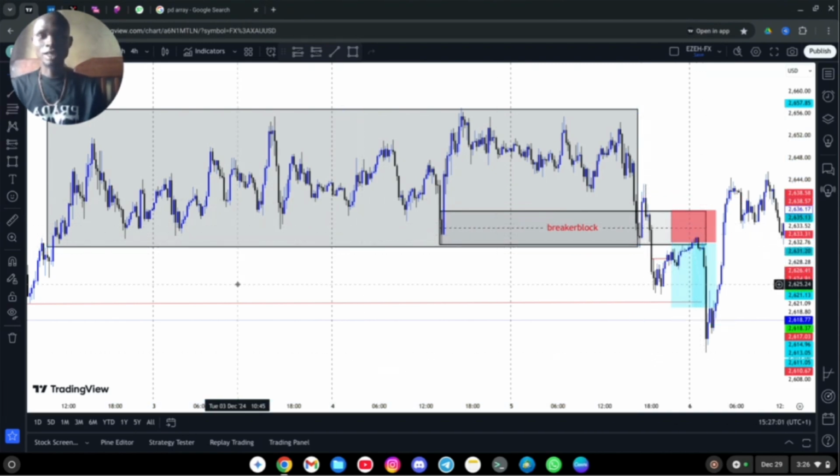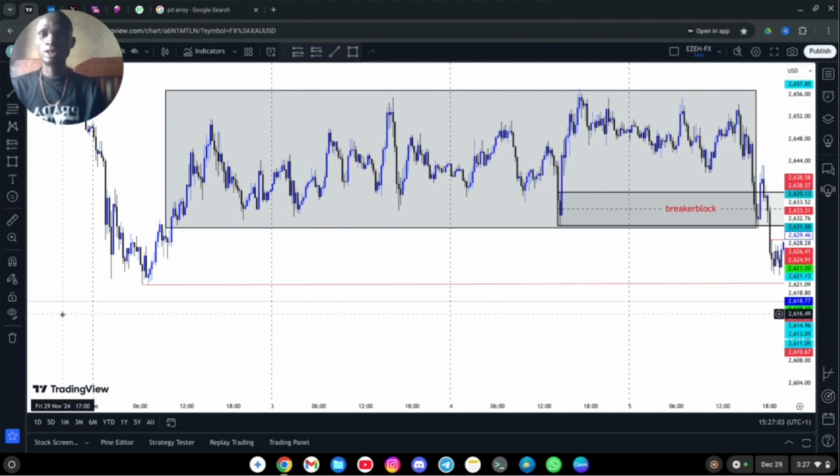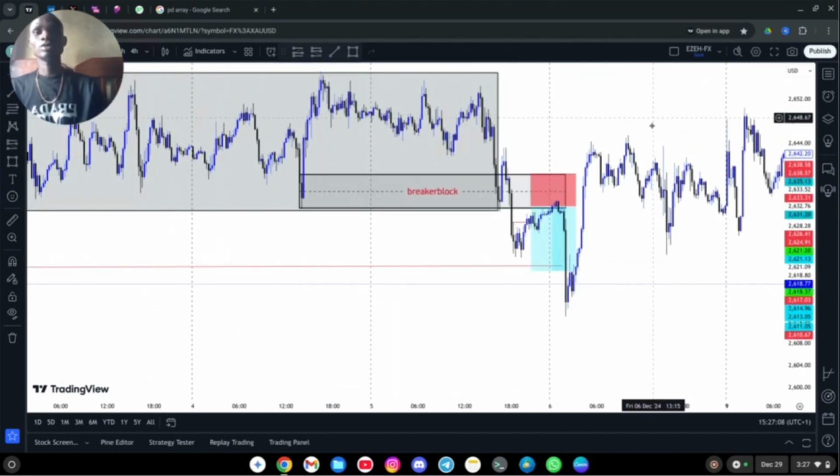And remember, there's a liquidity pool here. This is a liquidity. It can sweep this liquidity. Then market continued buying upwards, if you can see clearly.